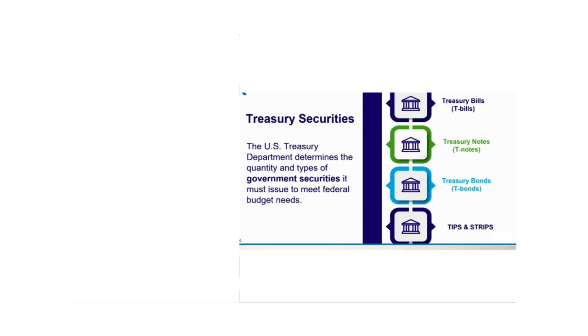Treasury bills are zero coupon securities, which means they don't make regular interest payments. Instead, they're always sold at a discount to their par value, and the difference between the discounted price at purchase and the full par value paid at maturity represents the investor's return.